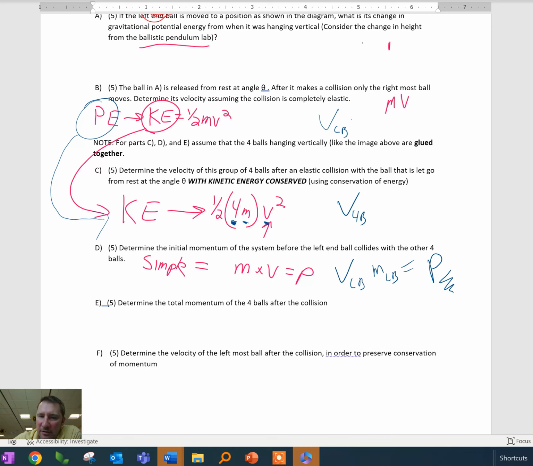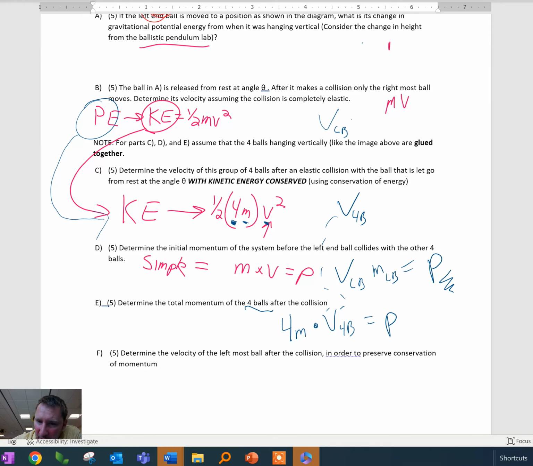Because kinetic energy is also going to be conserved, one of the marbles is actually going to be forced to recoil backwards. So for the total momentum of the four balls, we can figure out the mass of the four balls, because there are 4 of them, and we know the velocity of the 4 balls from part C. And this will give us the total momentum after the collision.